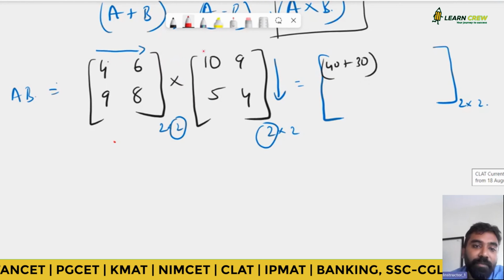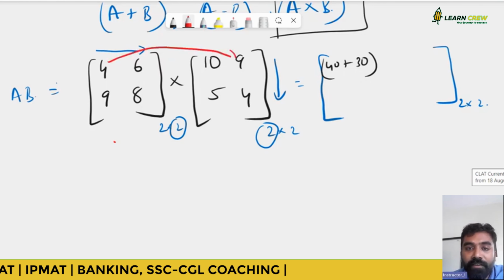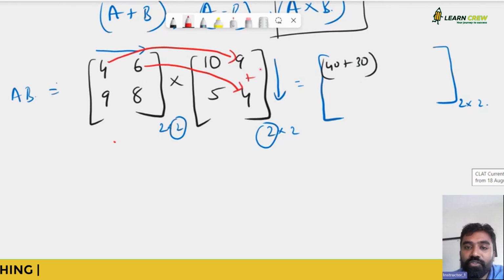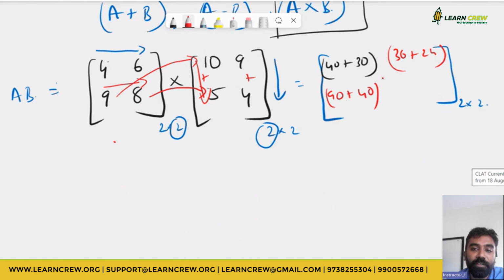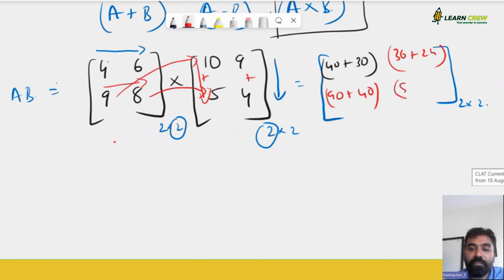Okay. Now next, second element will be this element into 9 and this element into 4 and these two will be added. 4 into 9 is 36 plus 6 into 4 is 24. And third element will be this 9 into 10 plus 8 into 5. 9 into 10 is 90, 90 plus 40. 8 5s are 40. The fourth element will be 9 into 9 is 81, 81 plus 32. This is going to be the answer for this.